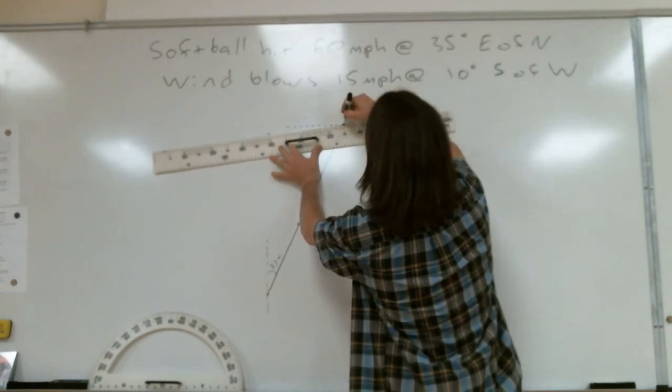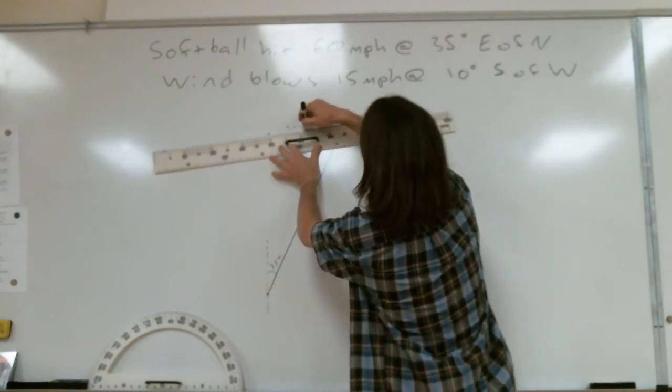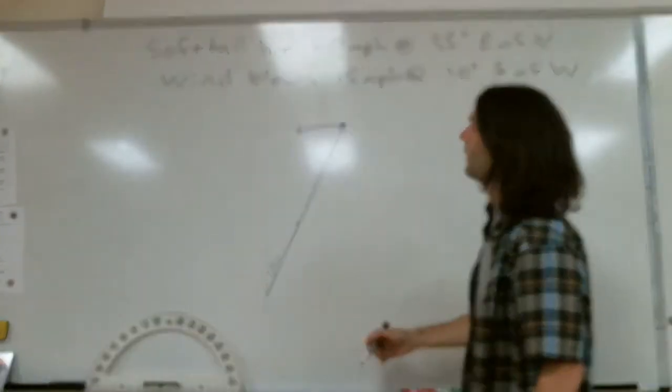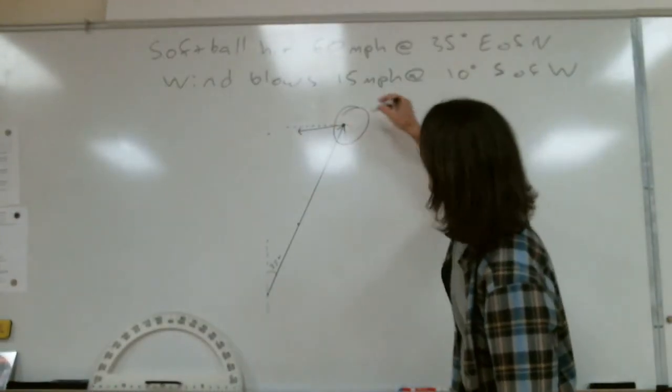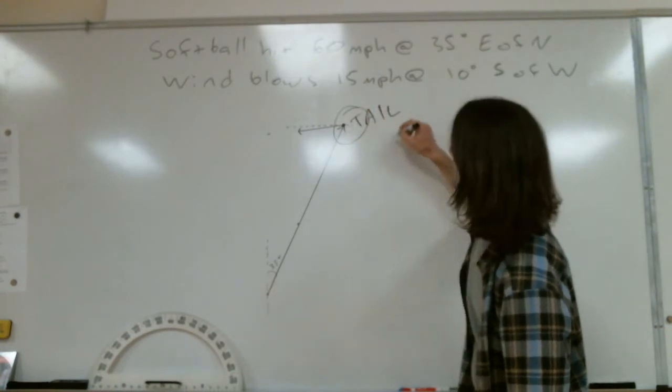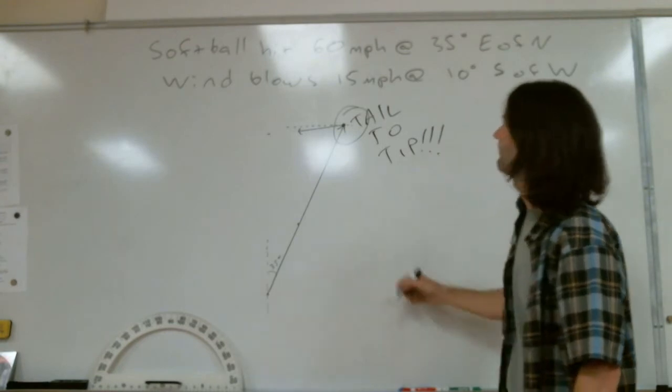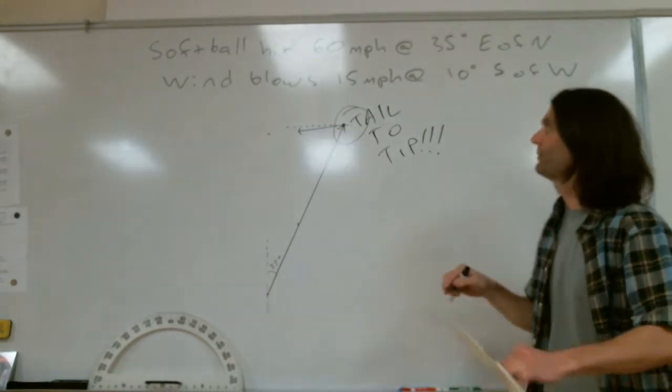So 60 down to 15 is about there. All right, so that right there, tail to tip. I put the tail of the second one at the tip of the first one.